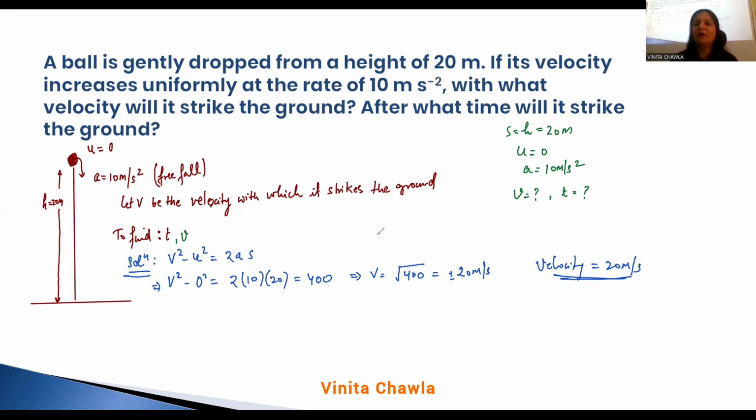Okay, now we have to find time. How can we find time? Which equation should we use? Second or first or third? We can use first equation. We can also use second equation, S is equal to ut plus half at square. Let's take first equation. First equation is V is equal to U plus AT. In the bracket, we should always write that this is third equation of motion, and this is first equation of motion.